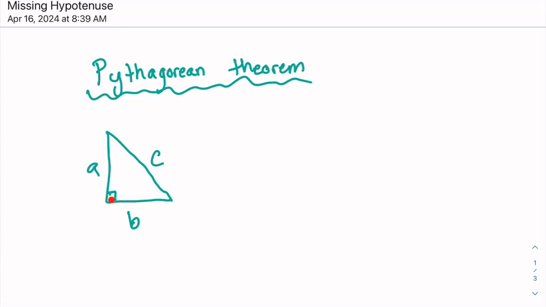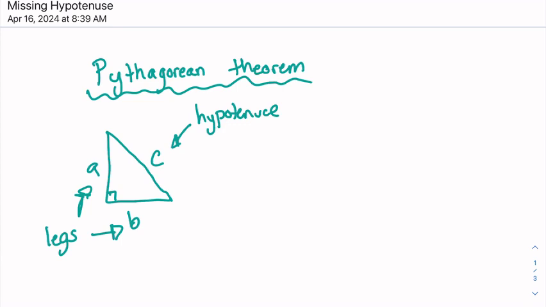So we're going to start with the hypotenuse, which is the longest side, and it is across from that right angle. The hypotenuse is the letter C. And then we have our two legs of our triangle, and they are labeled A and B. Okay, so we've got our hypotenuse, and we've got our two legs, and those are A and B.